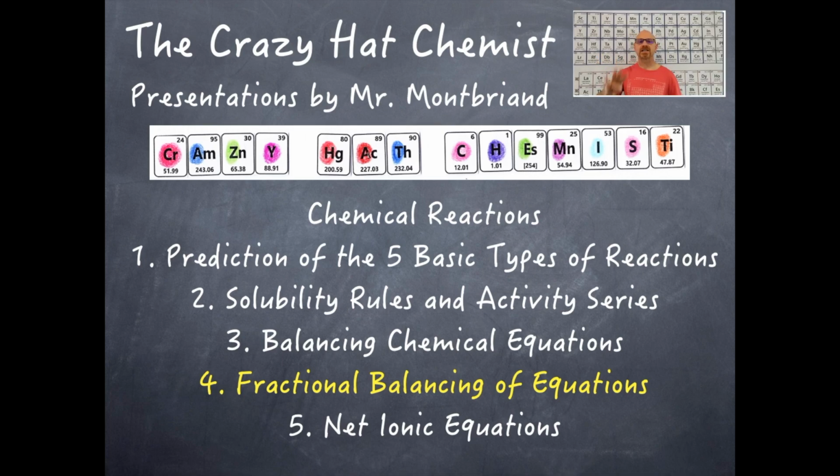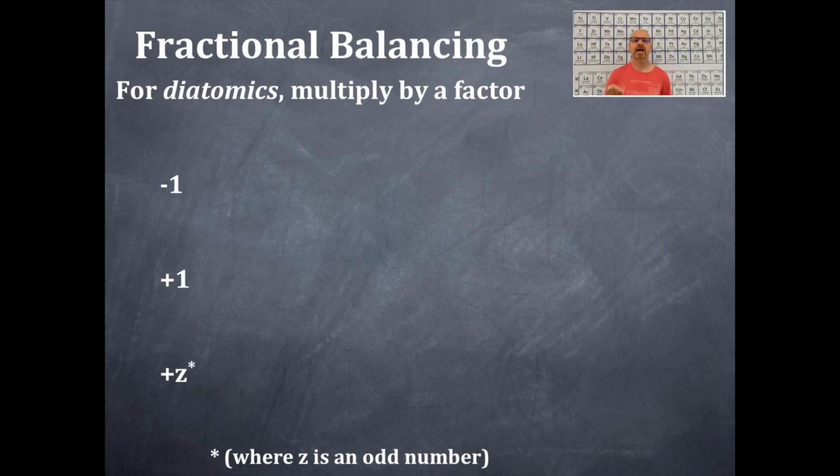Here we go. Today is the fourth video in a series of 5 on chemical reactions. And today we're going to specifically talk about balancing equations using fractions. Okay, so here we go. Okay, fractional balancing really applies when we have diatomics. Now it can apply with other things as well, but it really works very nicely with diatomics. And we're going to be multiplying by a fractional coefficient. That's our multiplying factor.